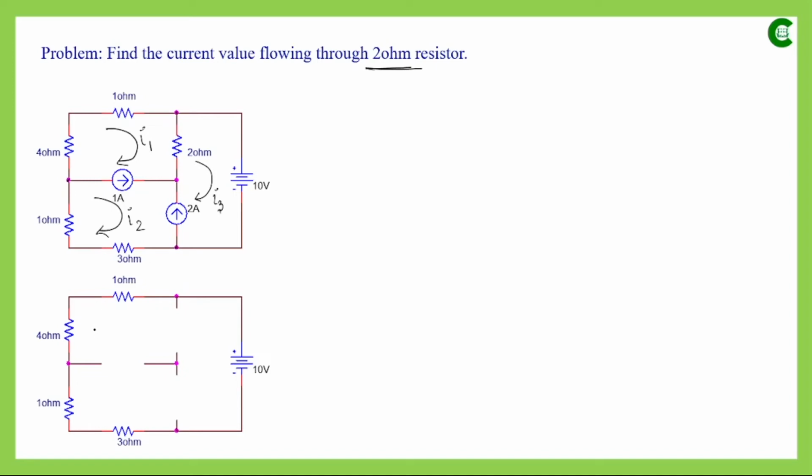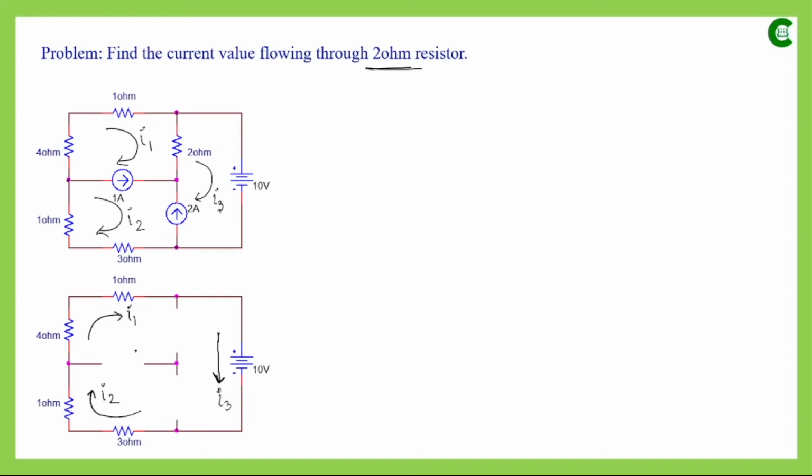Now we can easily apply the concept of KVL in this supermesh. But we have to keep in mind that the supermesh will not produce any extra current. So when applying KVL, we go by the currents we have already assumed for the individual loops. Through this 4 ohm and 1 ohm resistor the current we assumed was I1 in this direction. Through this 3 ohm and 1 ohm the current was I2 in this direction, and through this 10 volt voltage source the current was I3 in this direction.